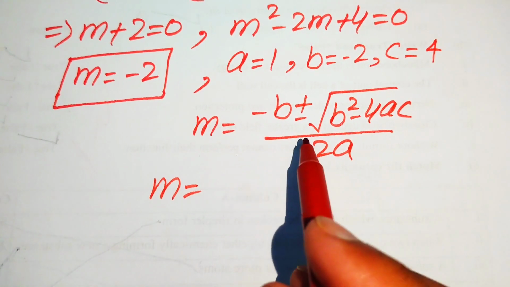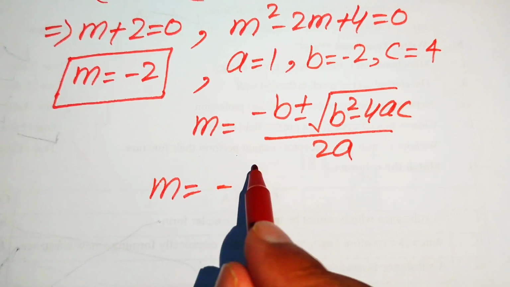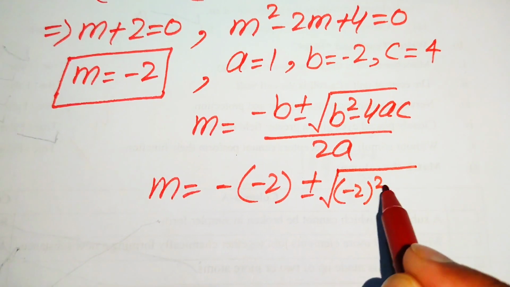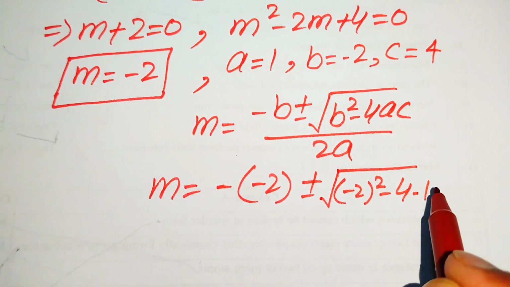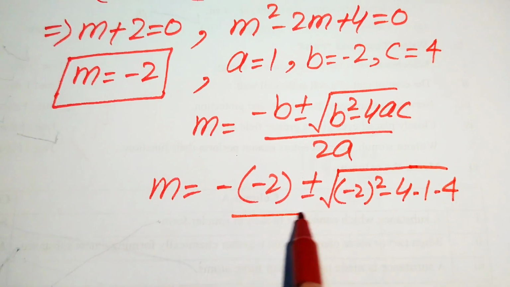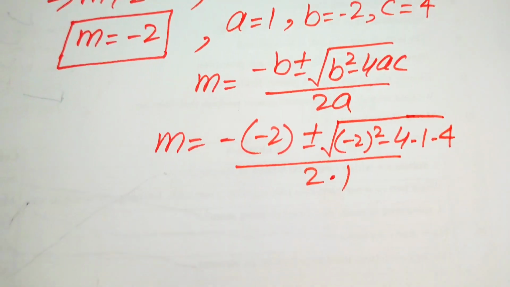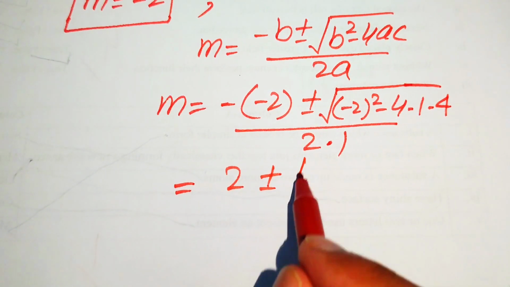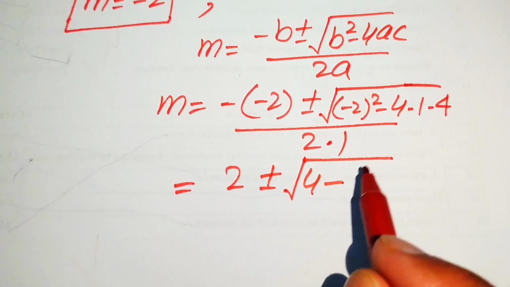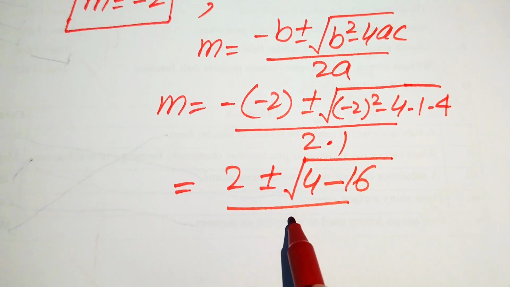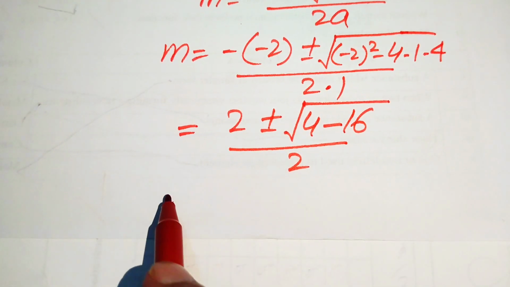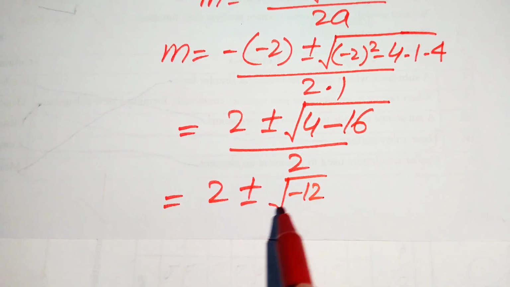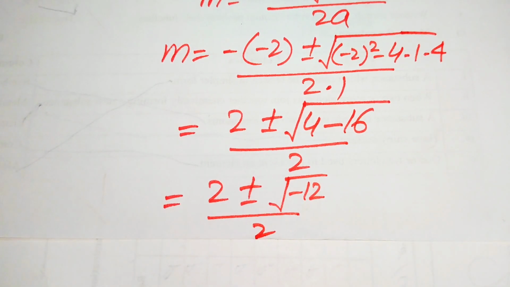So now we substitute the values of a, b and c here. The value of b is minus 2, so minus of minus becomes 2 plus minus the square root of b squared, so b is minus 2 squared, minus 4 times a is 1 and c is 4, and it is divided by 2 times a, and our a is also 1. So here we have 2 plus minus the square root of minus 2 squared is 4 minus 4 times 4 is 16, and it is divided by 2. So here we have 2 plus minus the square root of 4 minus 16 equals minus 12, and it is divided by 2.